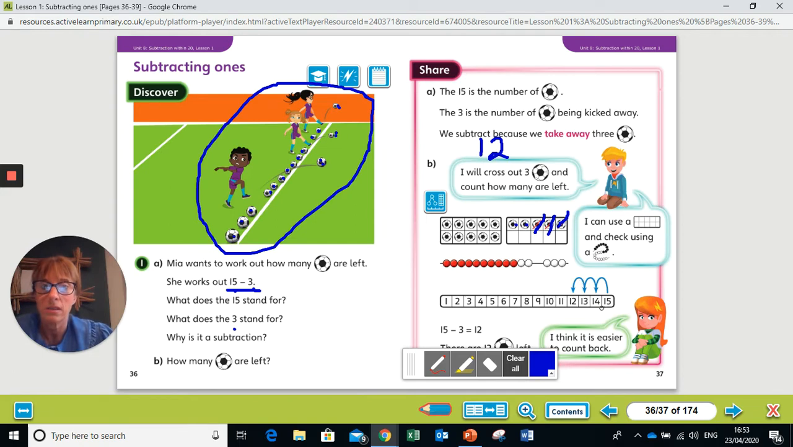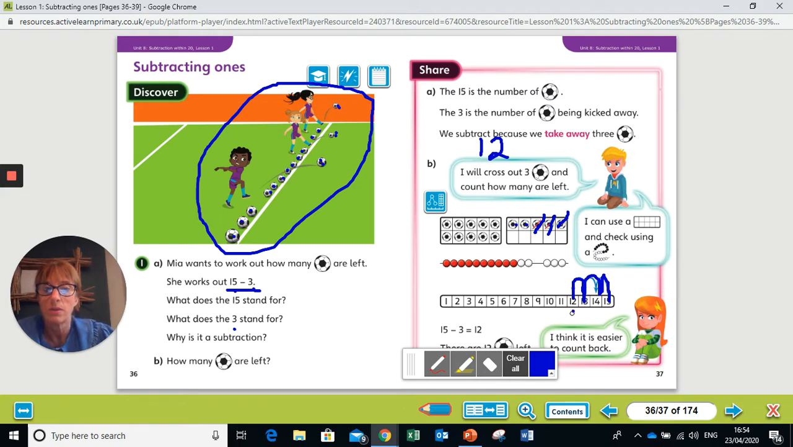Now let's try it. You've got these number tracks at home because I think I said to you, I've sent them to your mummies and daddies or whoever's at home, and they can maybe print them off so you can use your number track to help you. You put your finger on the starting number. And remember, with takeaway, we have to count backwards. We had 15 balls on the football pitch and 3 footballs were kicked away. So we've got to count backwards 3. Start on our 15. 1, 2, 3. And the answer is 12.